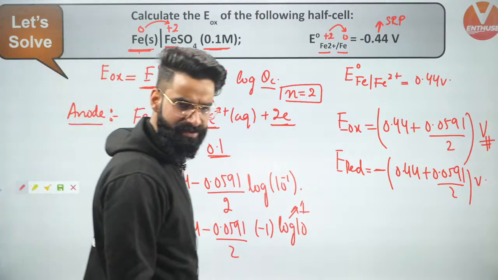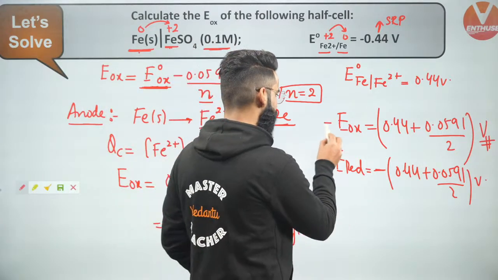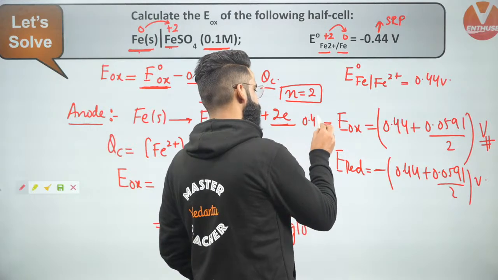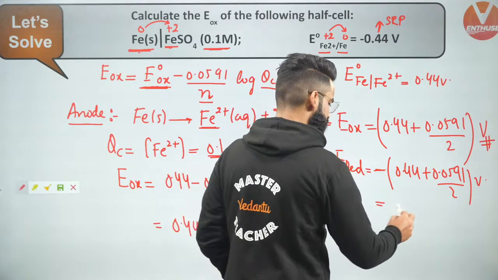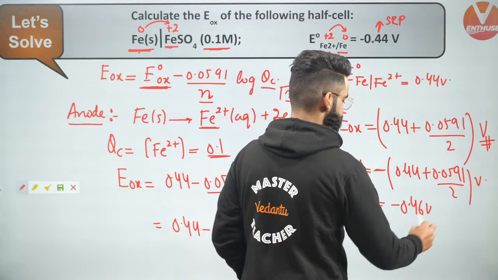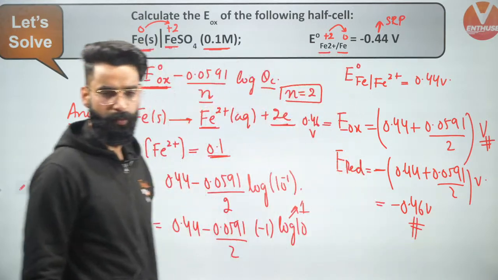Okay, so people are getting the answer as 0.46. So you are getting the value of oxidation potential as 0.46 volts. So reduction potential is simply going to be minus 0.46 volts. Yeah, very simple.